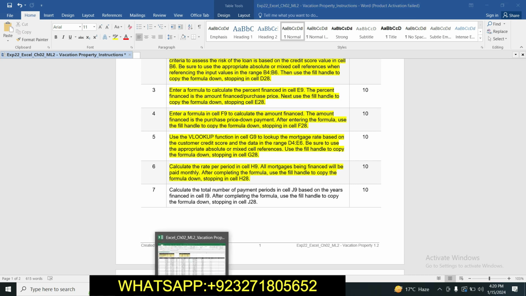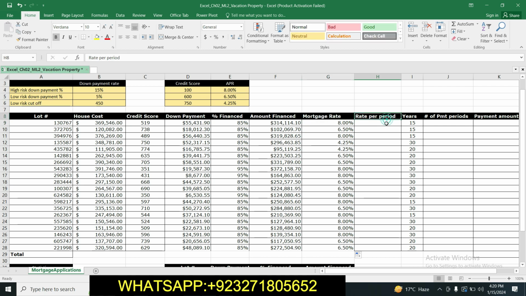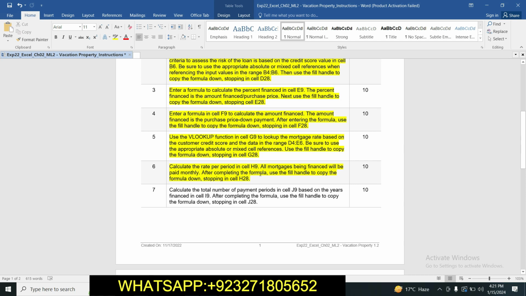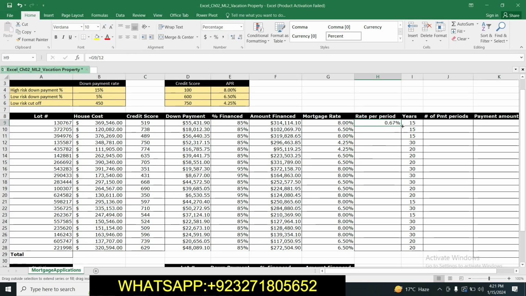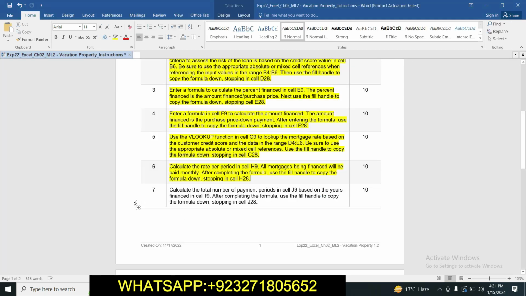Go to the Excel worksheet. In cell H9, we will calculate rate per period by using the formula: mortgage rate divided by 12. After completing the formula in cell H9, we will use the fill handle to copy the formula down, stopping in cell H28.